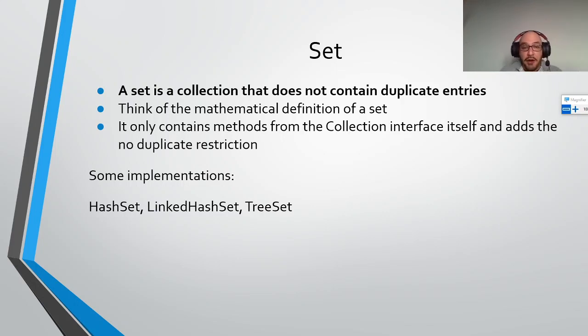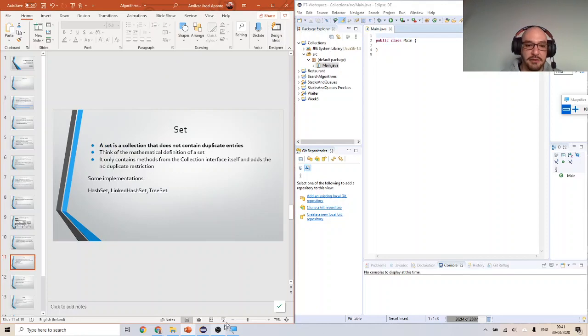Now, they are already written, and you can use them, and that's exactly what we're going to be doing in a second. Something that you need to keep in mind is that it contains methods from the collection interface, and it just has the added restriction that no element can be duplicated in the set. So if I try to add an element twice, the set won't allow it. So let's take a look at that from a practical point of view and how we can use this in Java.